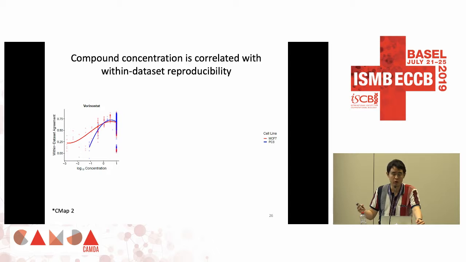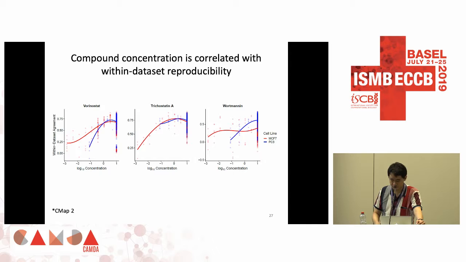And one of the things we decided to look at is compound concentration. So over here, I'm plotting the data for vorinostat from CMAP2 data. And here we can see that with increasing concentrations within the data set, the agreement between the replicates tends to improve for both MCF7 and PC3 cell line.